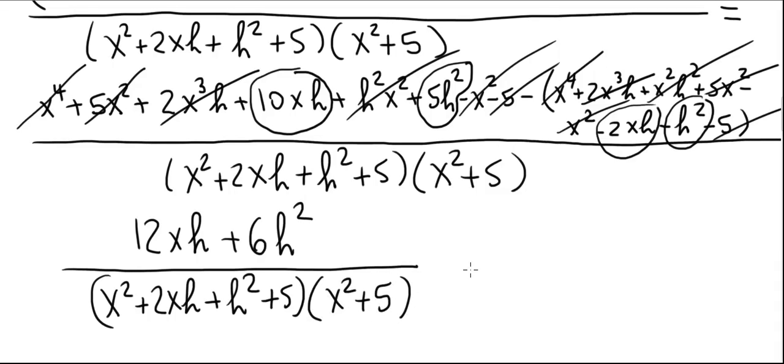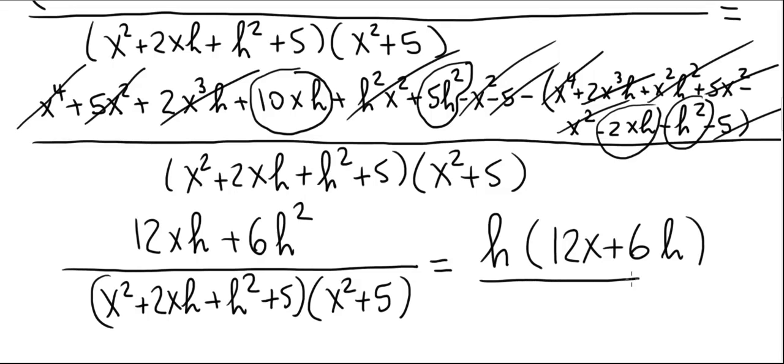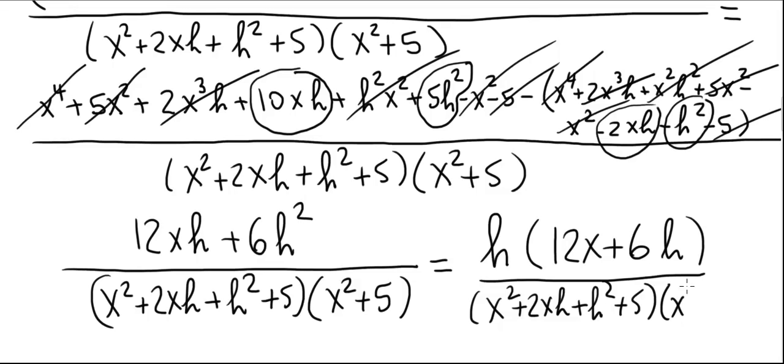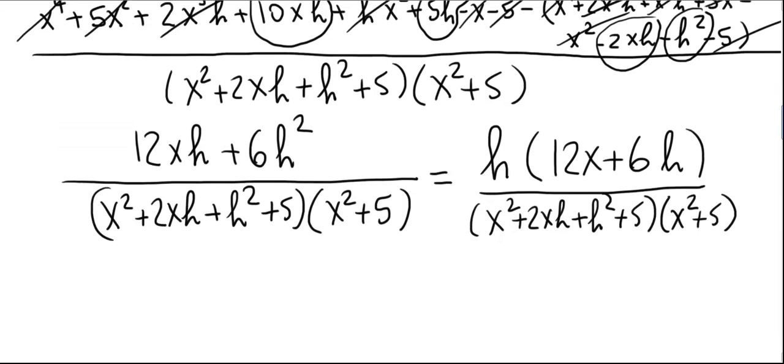Remember, the goal at the end of this step is to factor out an h, and we can now do that. In the numerator, h comes out. We have 12x plus 6h, and this is divided by x squared plus 2xh plus h squared plus 5 times x squared plus 5. And that's the end of step number 2.